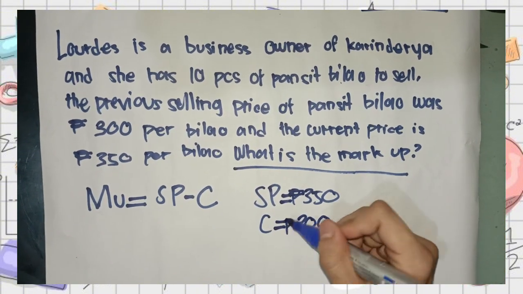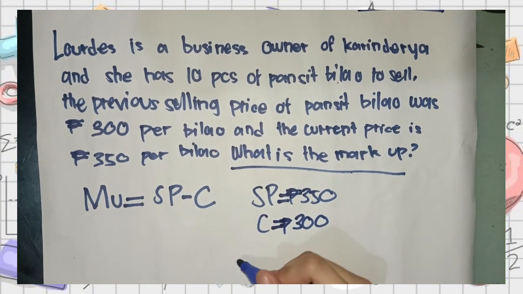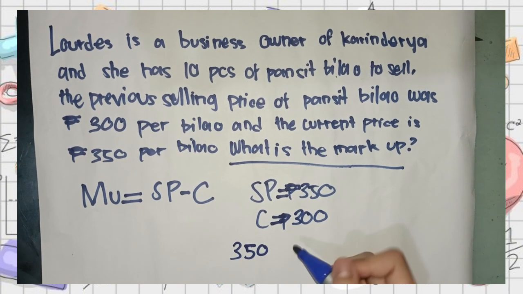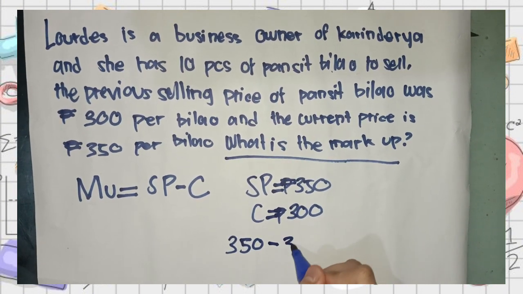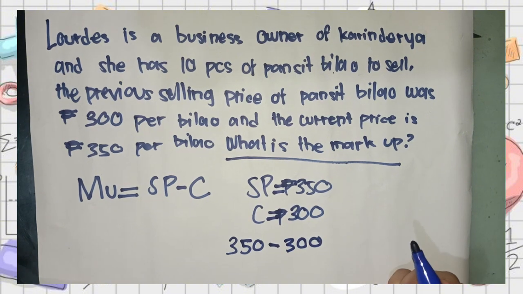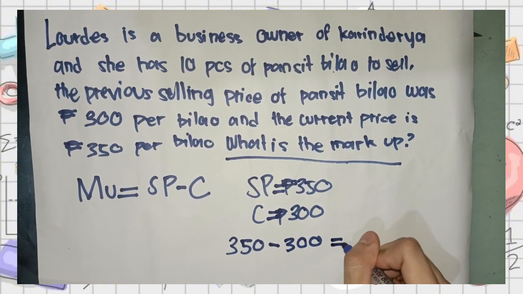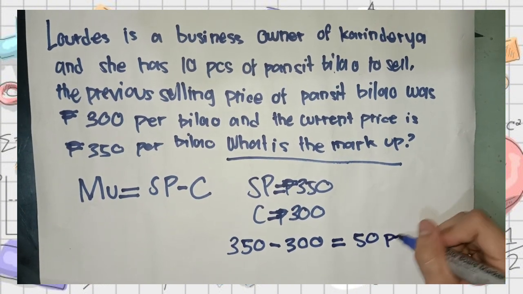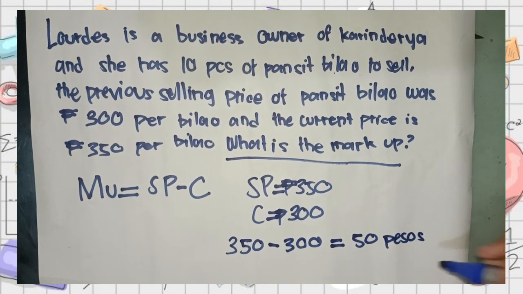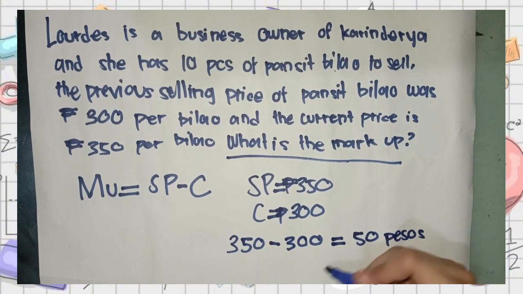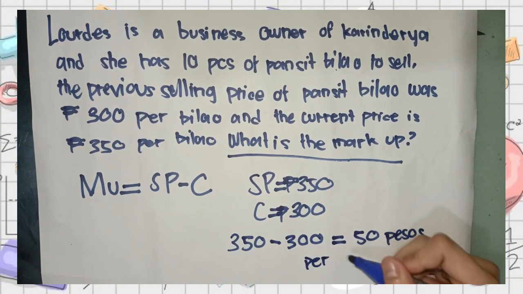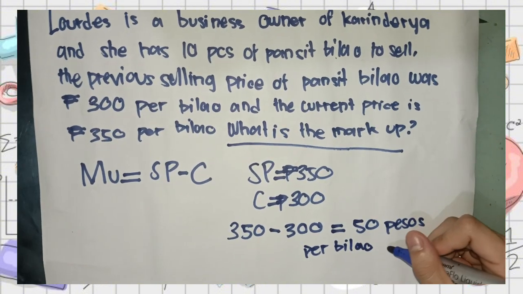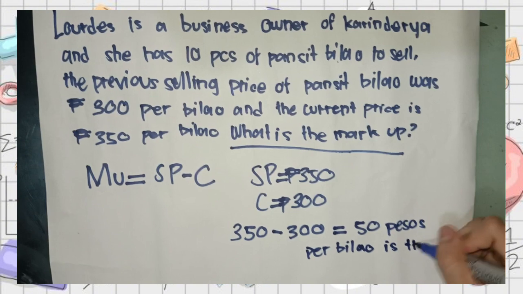So, pag kinumpute natin yan, 350 pesos minus 300 and it's equal to 50 pesos ang naging increase. So, yung 50 pesos is yung naging markup rate ni Lourdes sa kanyang business na bilao. Yan. 50 pesos per bilao is the increased price kay Lourdes. Then, 350 niya na ibebenta.